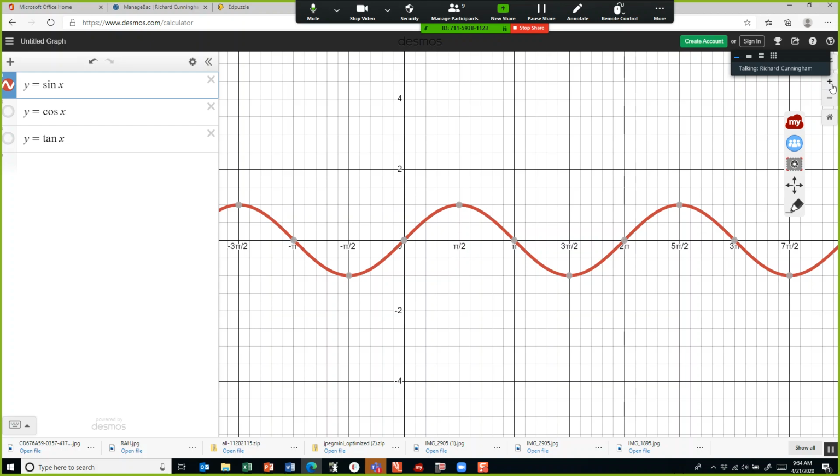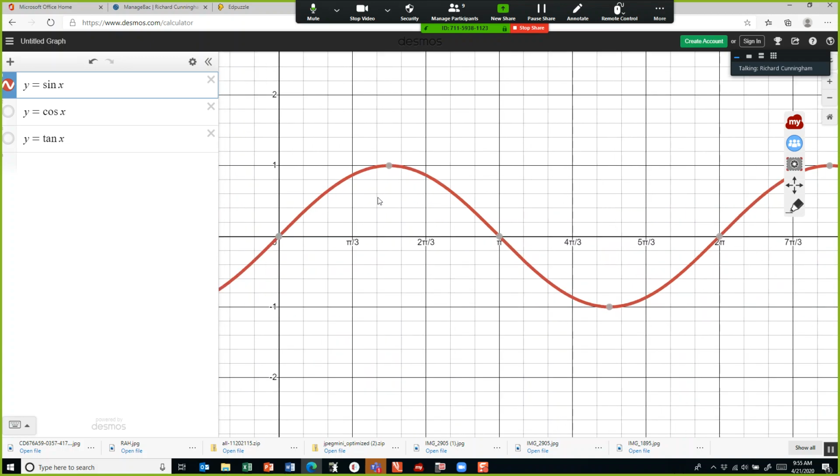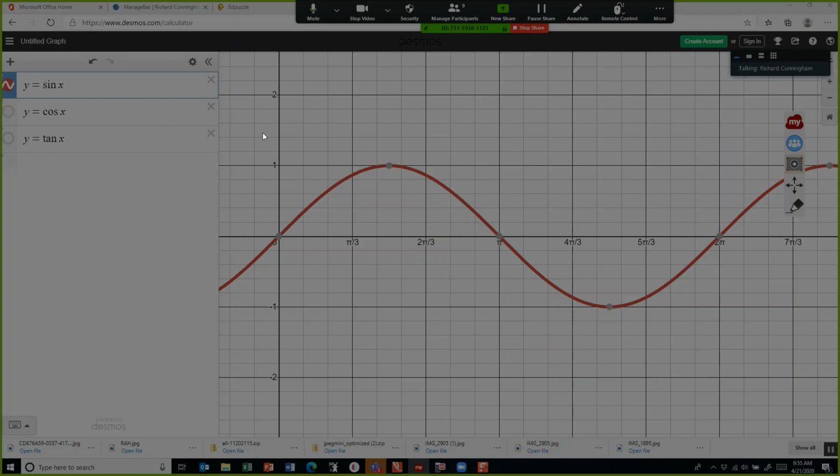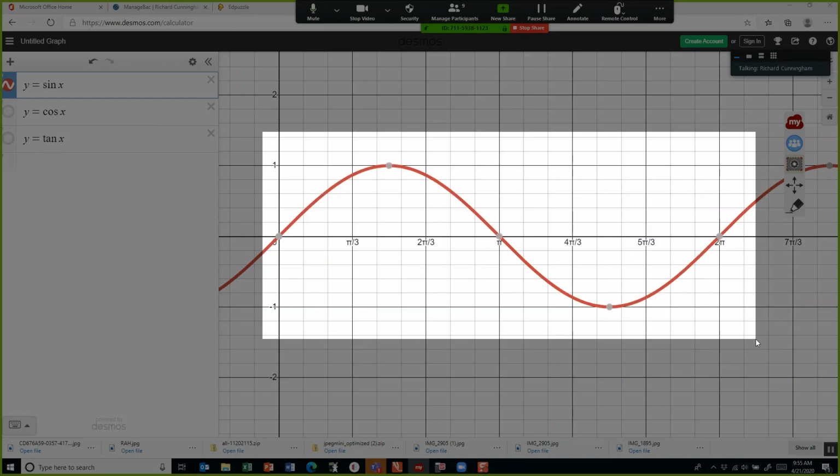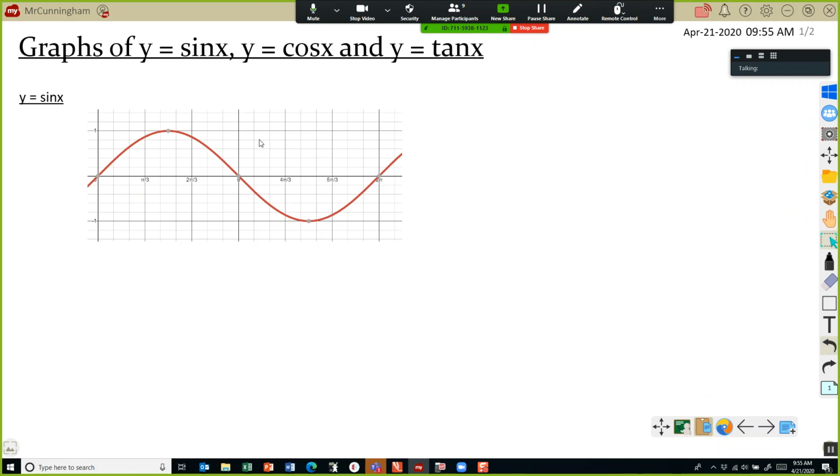How high does it go? What's the maximum of the sine curve? Yep. And what's the minimum? -1. Okay, it goes as high as 1 and it goes as low as -1. I'm just going to copy this and put this into our notes, okay, there we go.